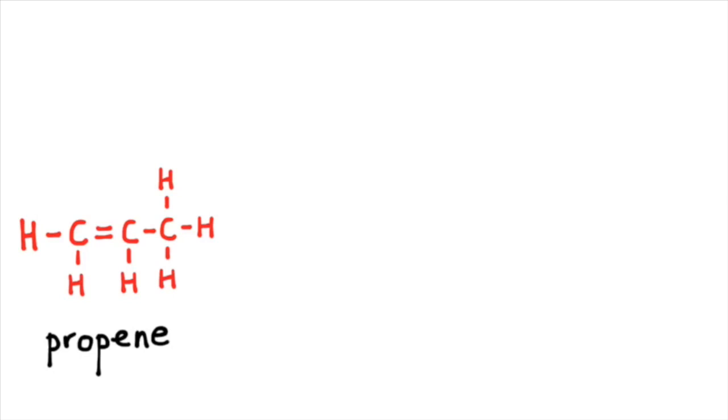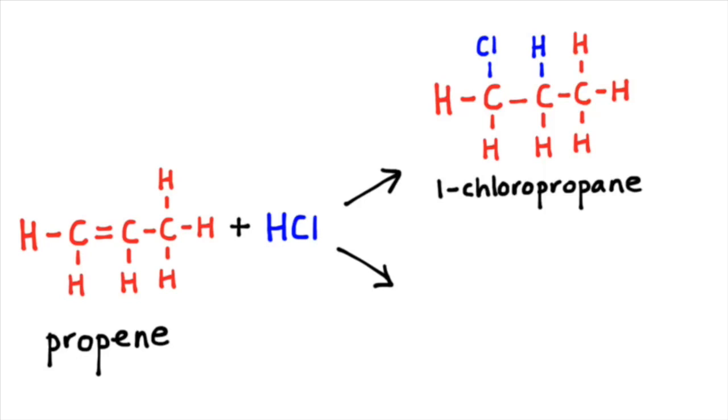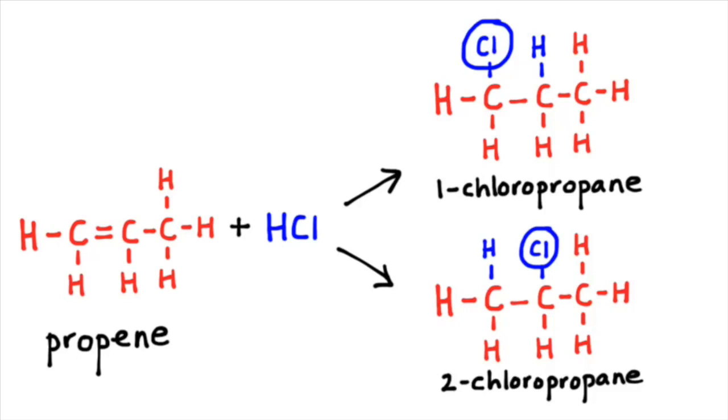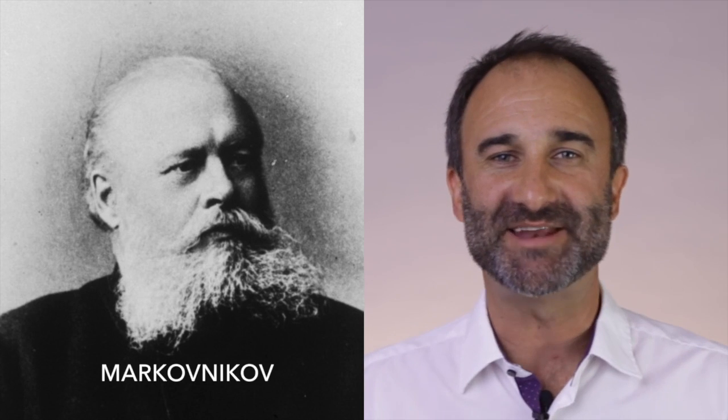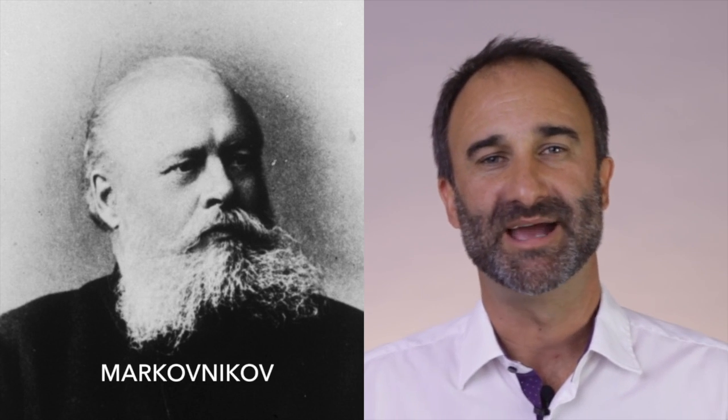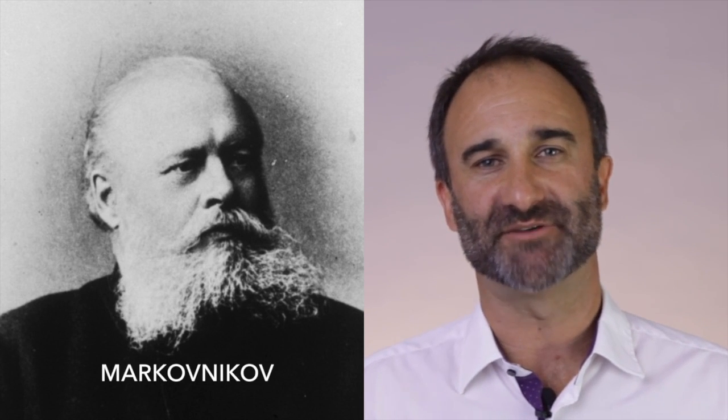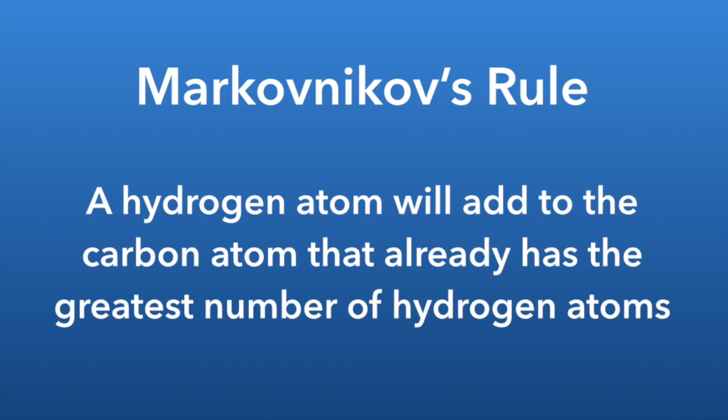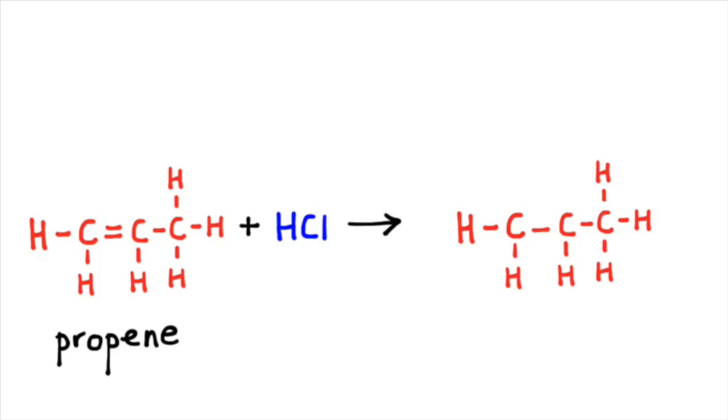An interesting problem arises when we have an unsymmetrical alkene like propene. Can you see that two possible addition isomers can arise? 1-chloropropane and 2-chloropropane. And so which one is formed? In 1869, a Russian chemist called Vladimir Markovnikov solved this problem, and he stated it in what we know today as Markovnikov's rule. It states that a hydrogen atom will add to the carbon atom that already has the greatest number of hydrogen atoms. So let's have a look at how that works with propene.